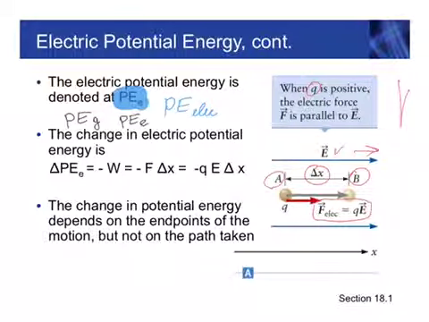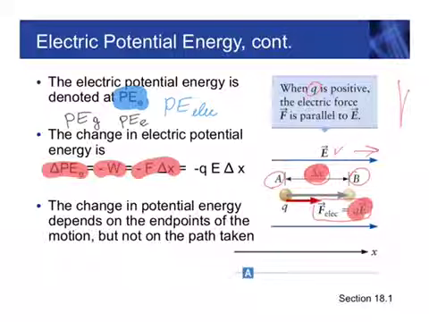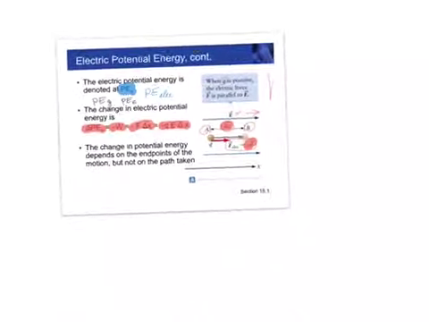So now let's apply our formulas. Change in potential energy is equal to negative work done. Negative work is negative force times displacement. We know displacement from here. Force we know from here. So we have negative QE times delta x. I would like to emphasize here that the change in potential energy, delta PE electric, is actually negative here.